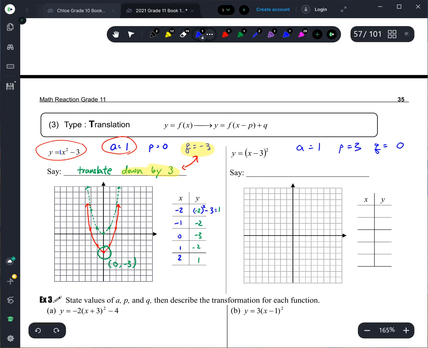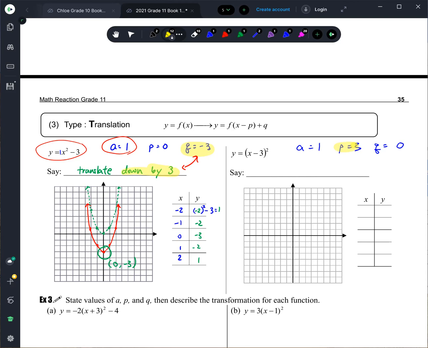This time we have a P value now, right? P is 3. So what do you think the P controls? Any guess? If Q controls moving up and down, what do you think P should control? Is it left and right? Yeah, left and right, okay? Now, we need to be specific here, right? P is a 3. So is 3 for moving to the left or moving to the right? Left. Who said that? Yeah, Tony.